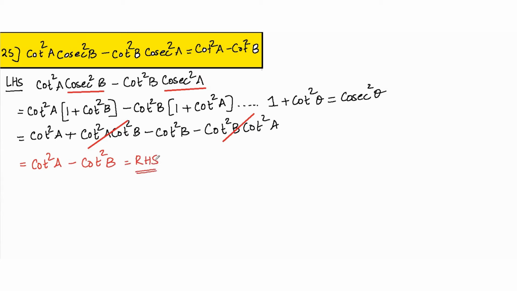So the strategy that I used here was, because I didn't see a cosec square term in the RHS, I decided to convert all cosec square terms into cot square terms in the LHS. Again, let me pause for a couple of minutes and then we will continue.